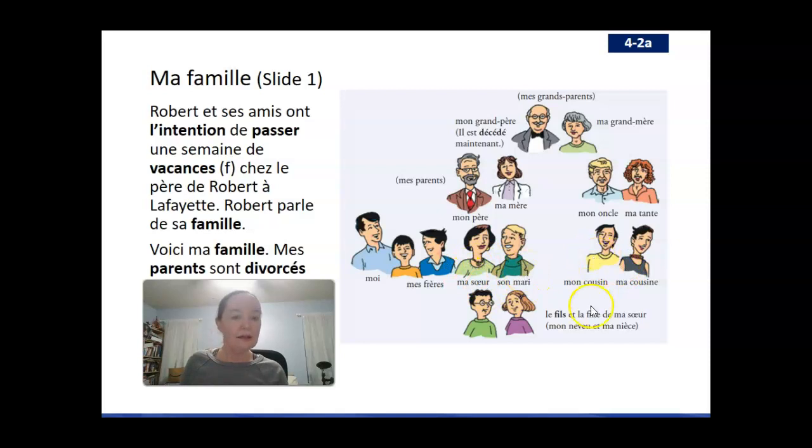Mon cousin. Ma cousine. Oh, my cousin, male and female versions, and le fils et la fille de ma sœur. Oh, the son and the daughter of my sister. Mon neveu, my nephew, et ma nièce, my niece. Okay, so lots of new vocabulary there to talk about family members.